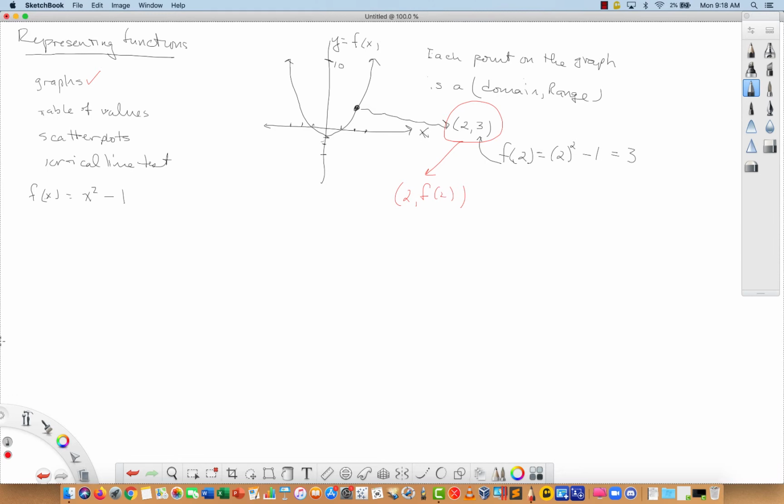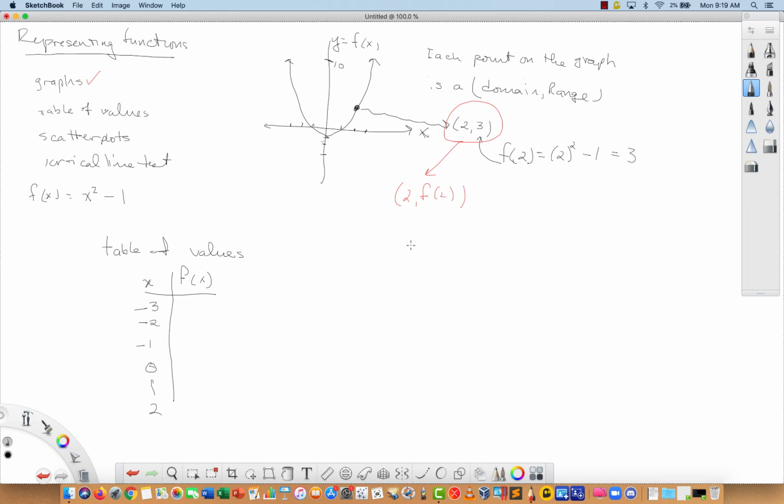We can also work with tables of values. So we talk about tables of values. All we do then is we make a table where one column is x and the other column is f of x. So we put down some candidate x values. Then we put down their function values.